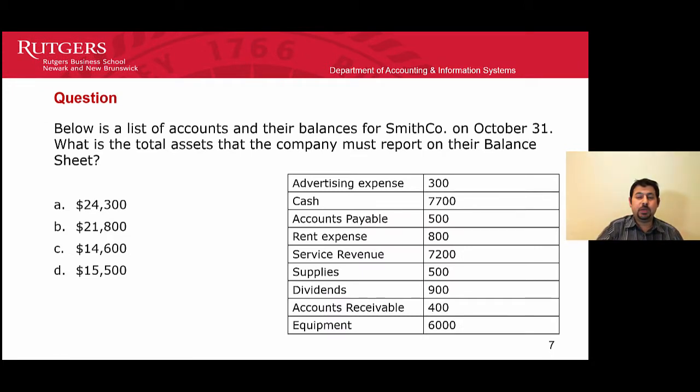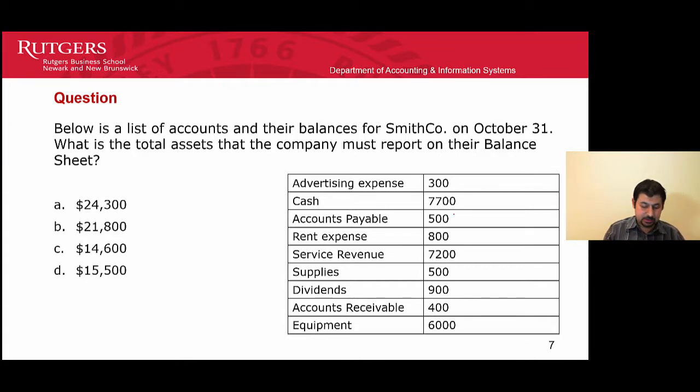Now we will solve a couple of problems that will help us better understand what we have been covering so far in this chapter. So the first problem is a very simple one. It is asking us to calculate the total assets of the company based on a list of accounts and their balances. When we are asked to do something like that, we check them one by one to see whether they are assets, liabilities, or stockholders' equity accounts.